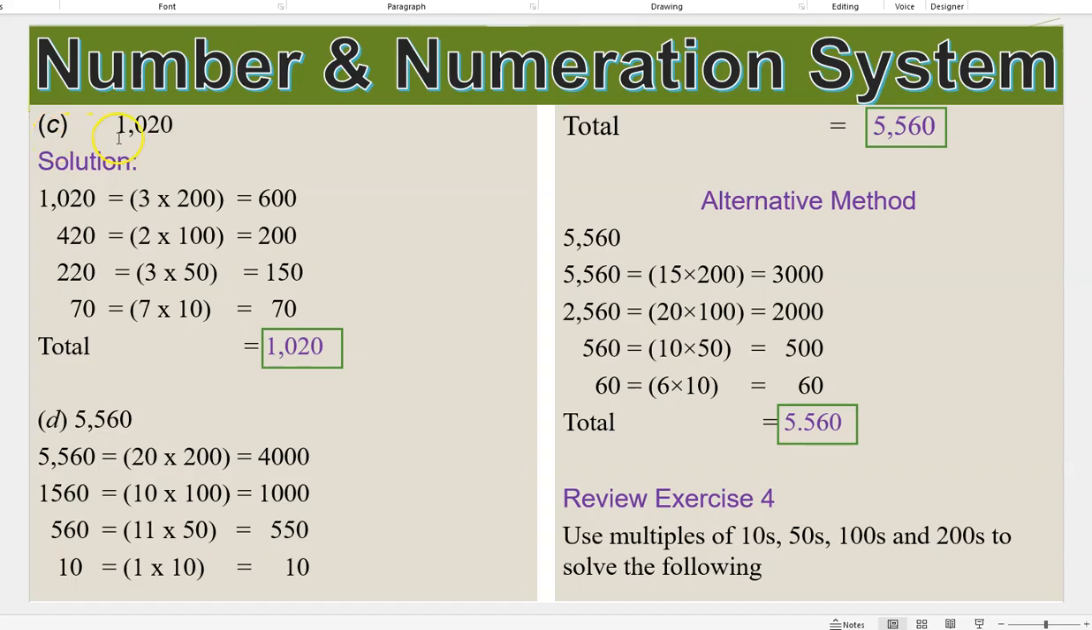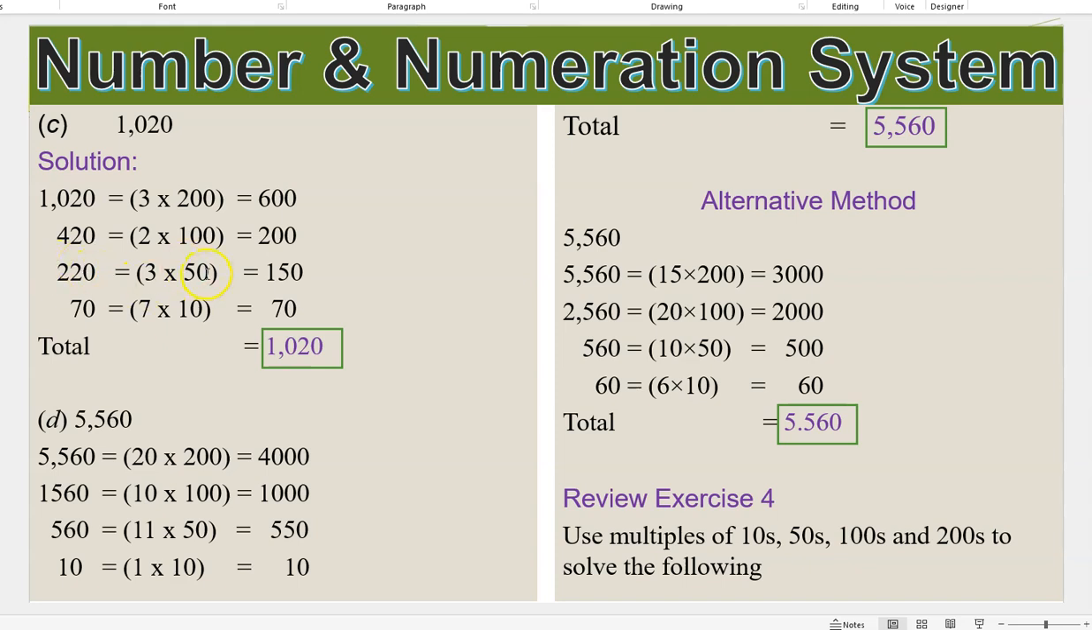And then C, we have 1,020. So how many 200s do we need? 3. And that will give us 600. 600 subtracted from 1,020 gives us 420. How many hundreds do we need? We need 2. So 2 by 100 gives us 200. And therefore 200 subtracted from 420 gives us 220.